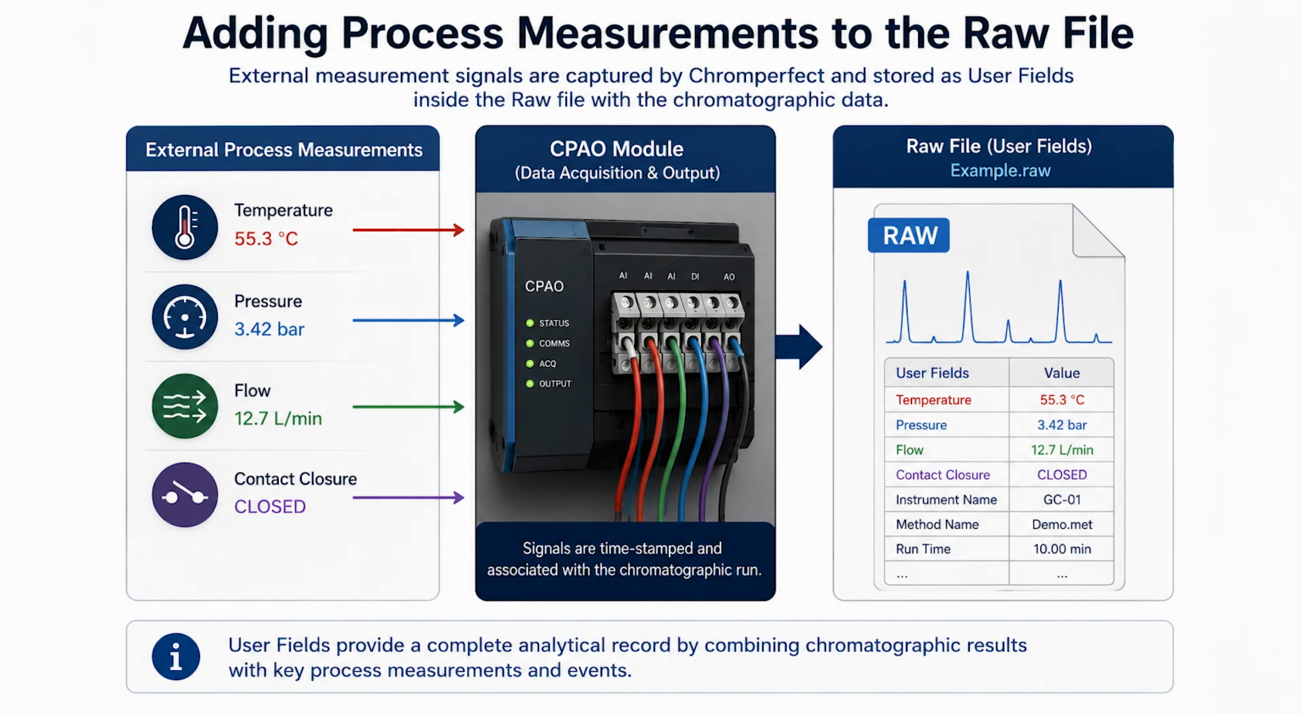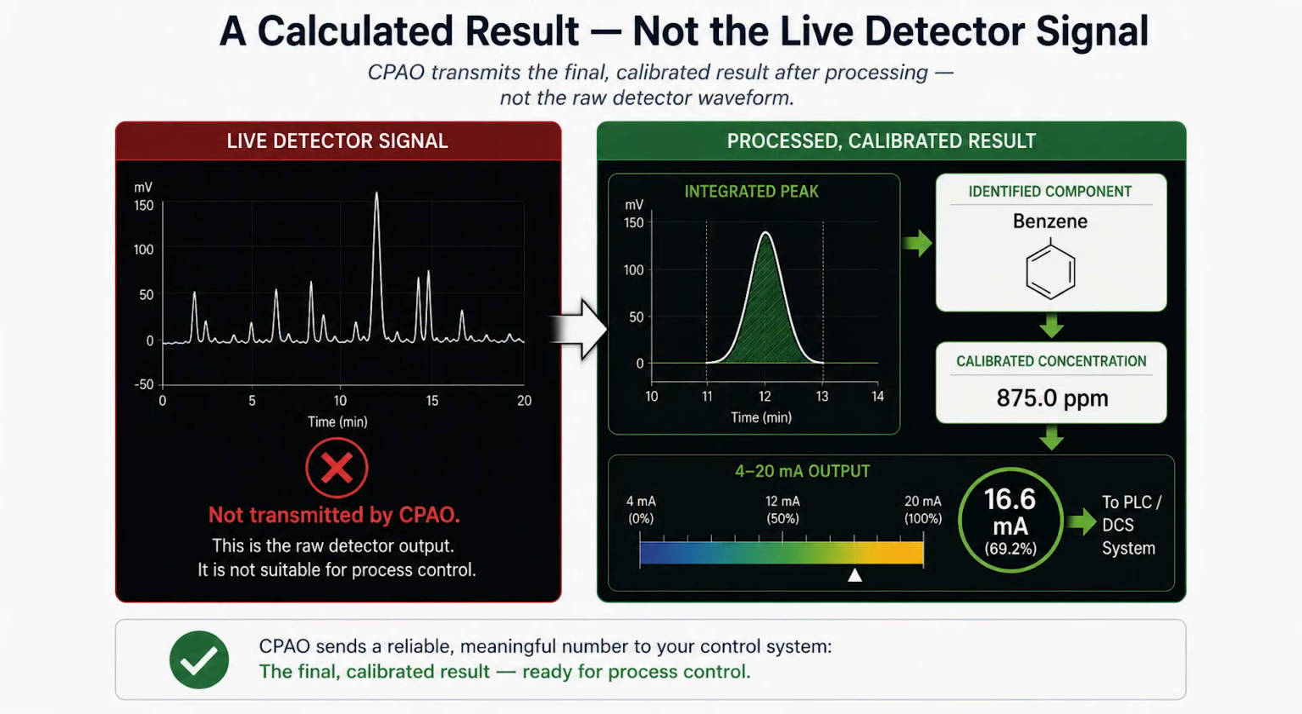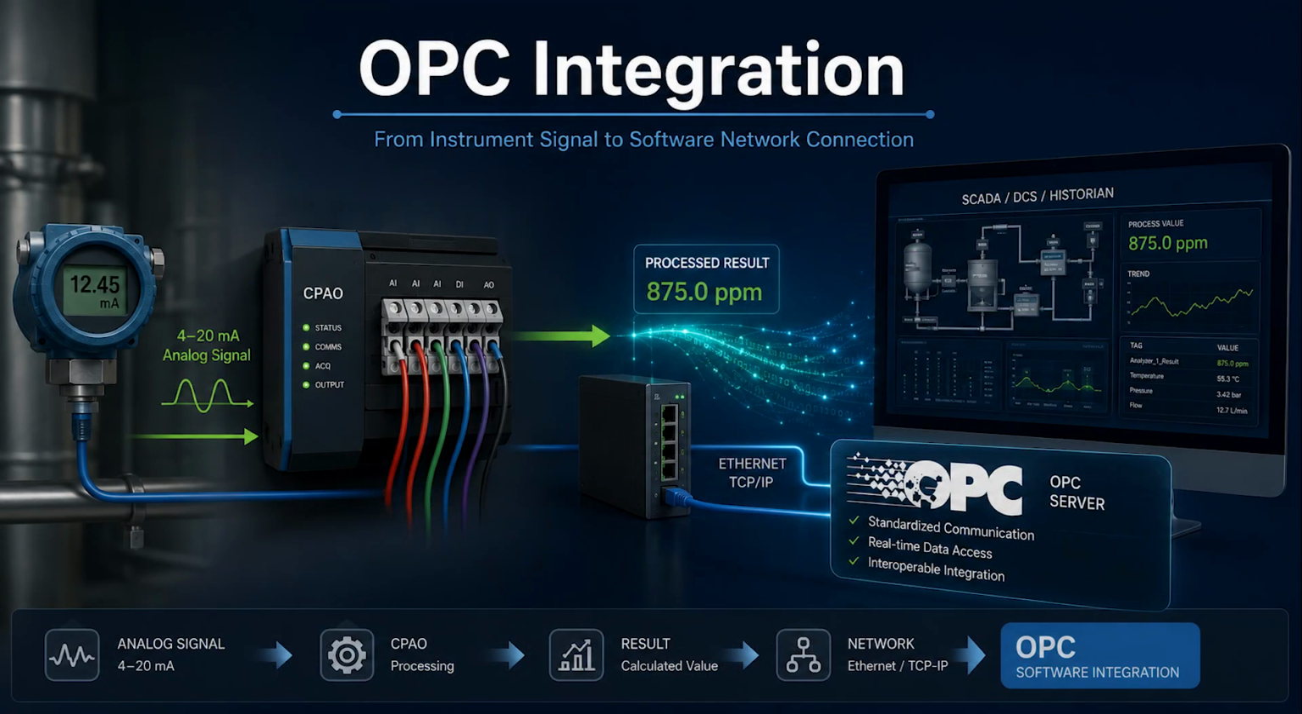This is an important distinction. The analog output module does not transmit the live detector signal. It transmits a completed and processed chromatographic result. The value has already been integrated, identified, calibrated, and calculated by Chromperfect before it is sent to the external process system. OPC-based integration has also been used in Chromperfect process applications.